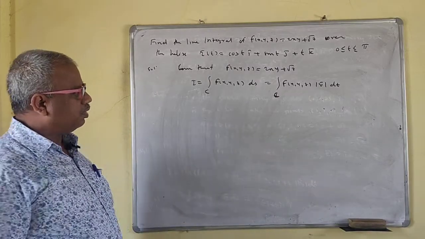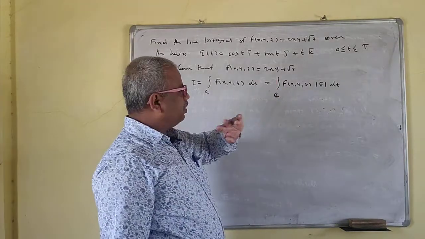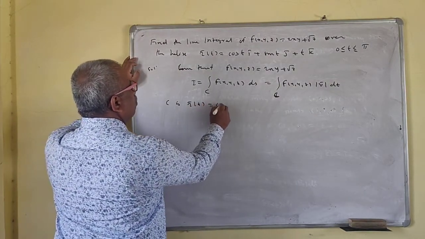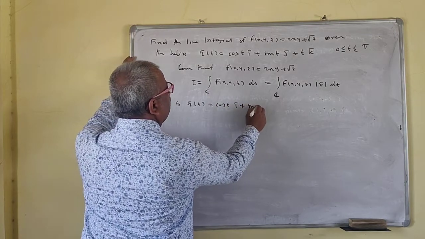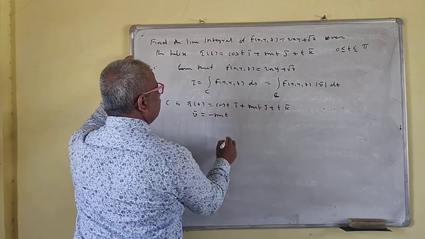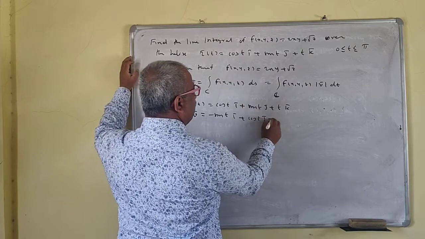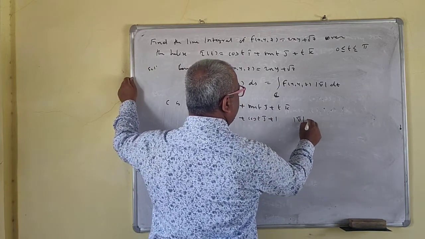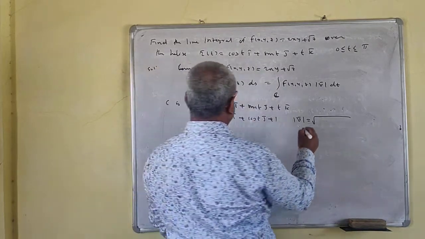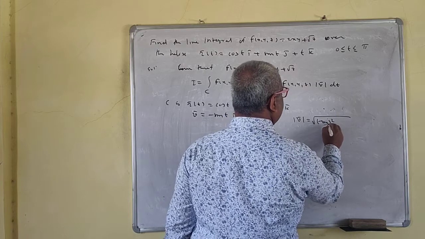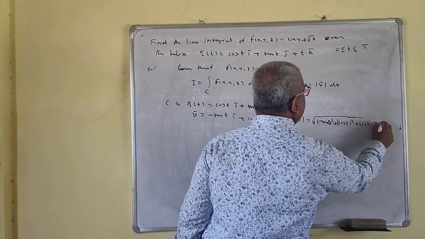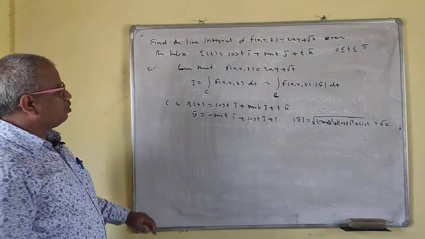You have to write the limits in terms of t, which we will write later on. Your C is r bar of t is equal to cos of t i bar plus sin of t j bar plus t k bar. So your v bar is minus sin t i bar plus cos t j bar plus 1 k bar. And your mod of v bar is the root of this square plus this square plus this square, which is minus sin t square plus cos t square plus 1 square. So this is root 2, your mod of v bar is root 2.